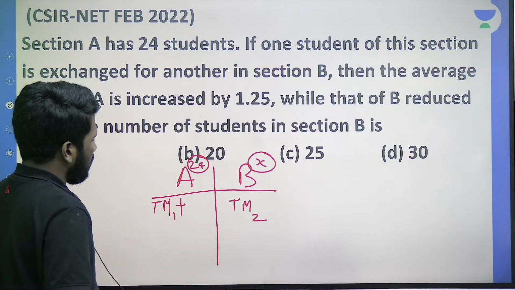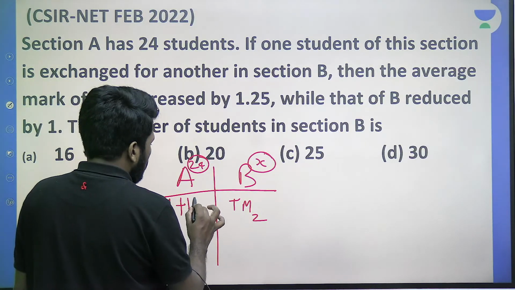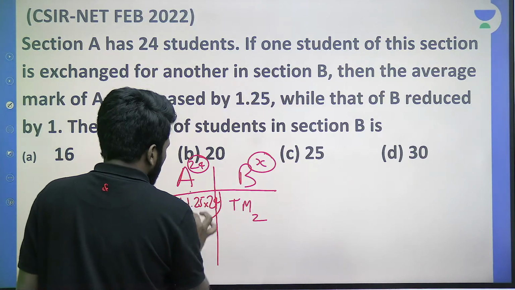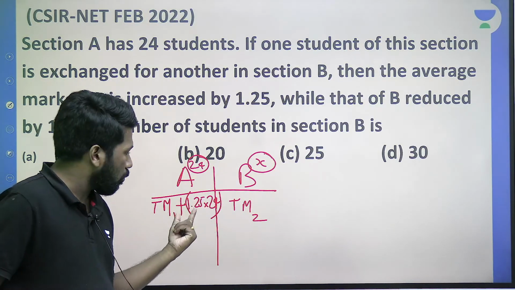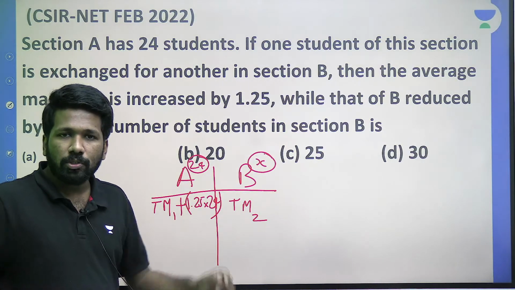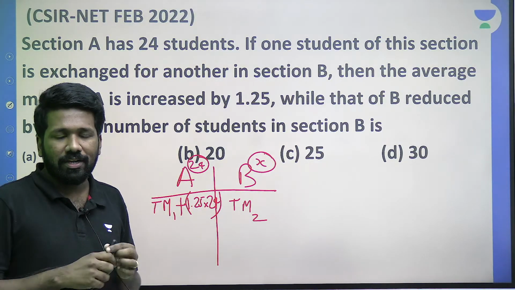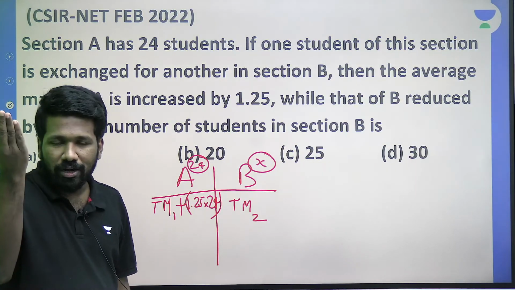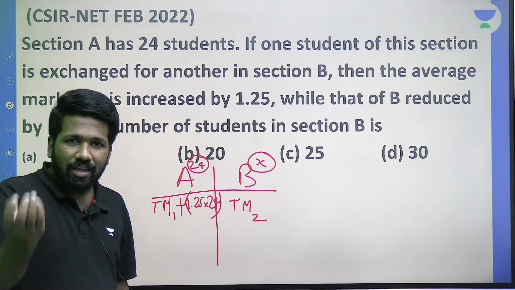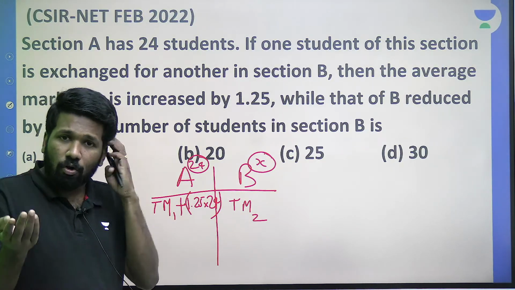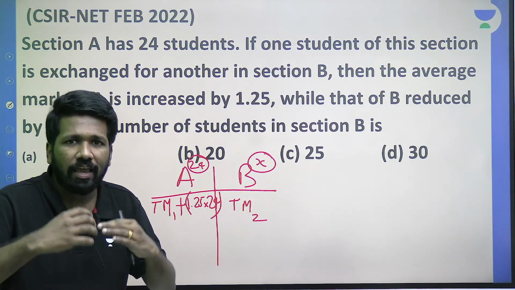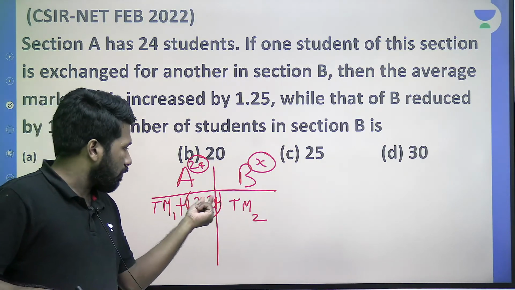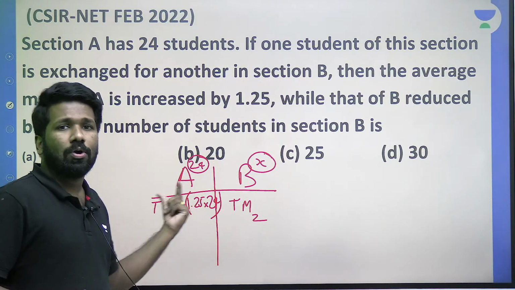Average marks of A increased by 1.25, which means 1.25 into 24 will be the increase. The total mark will increase by 1.25 into 24, because I have discussed this in detail in the average chapter. If all observations are added by a common number, the average is also added by that common number. Or conversely, if the average is increased by a common number, effectively all observations get added by 1.25, so 1.25 into 24 will be the change in the total mark.